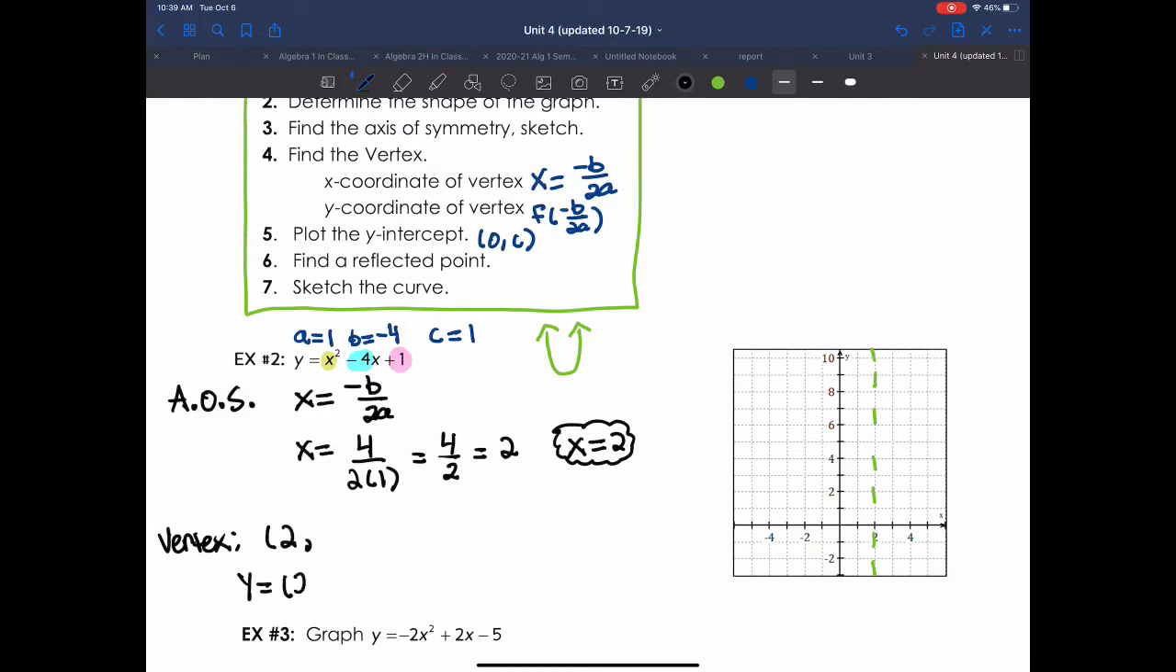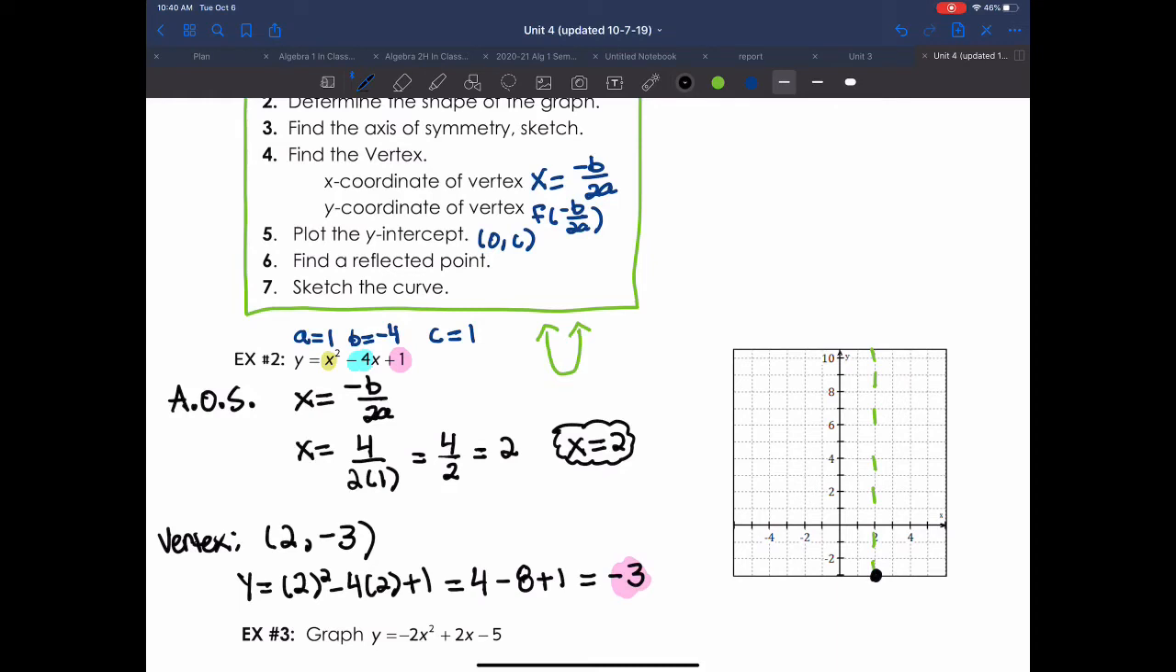So I have 2 squared minus 4 times 2 plus 1. I know that 2 squared is equal to 4, so I have 4. And then negative 4 times 2 is going to give me negative 8. Plus 1. I know that 4 minus 8 is going to give me negative 4, and negative 4 plus 1 is going to give me negative 3. So my y-coordinate is going to be negative 3, which tells me that I have a vertex at 2, negative 3. I'm going to put this on my graph at 2, negative 3, right about there.